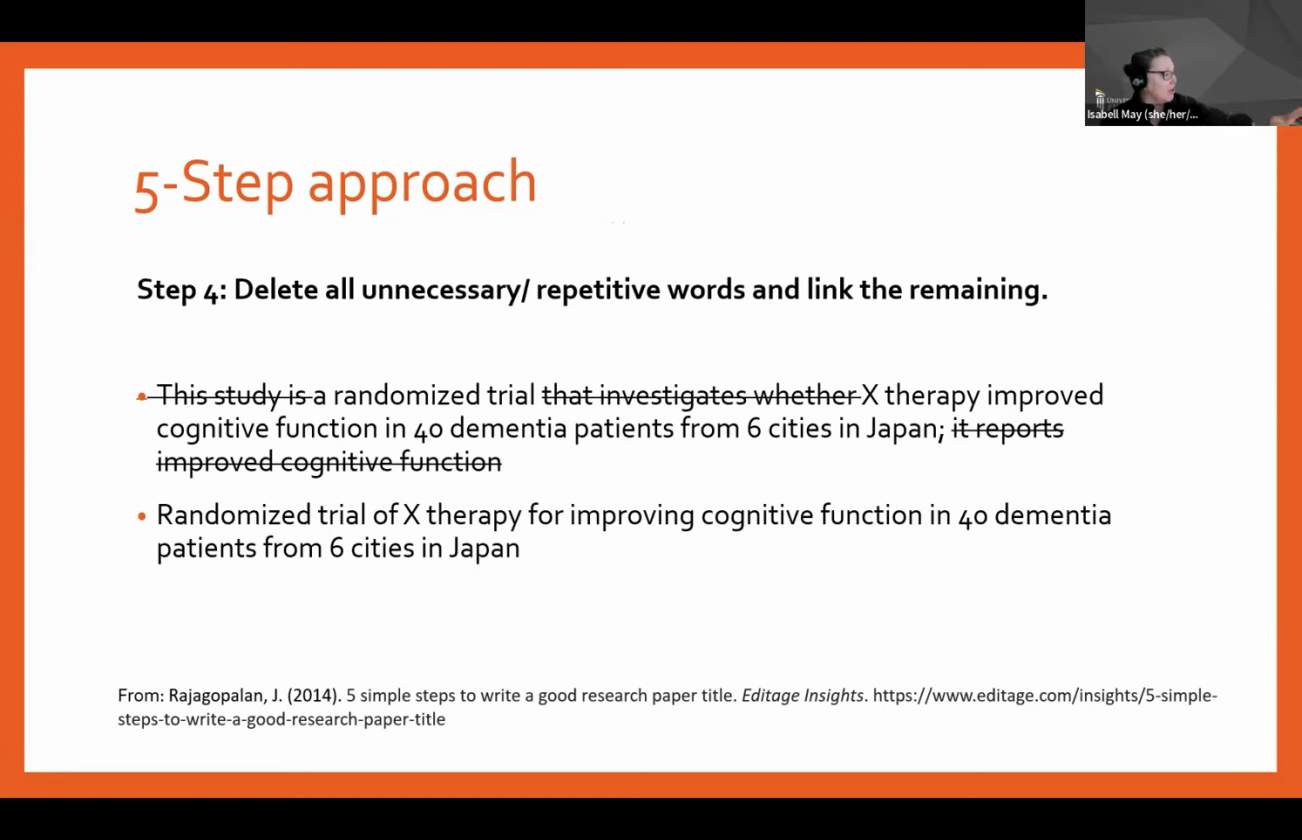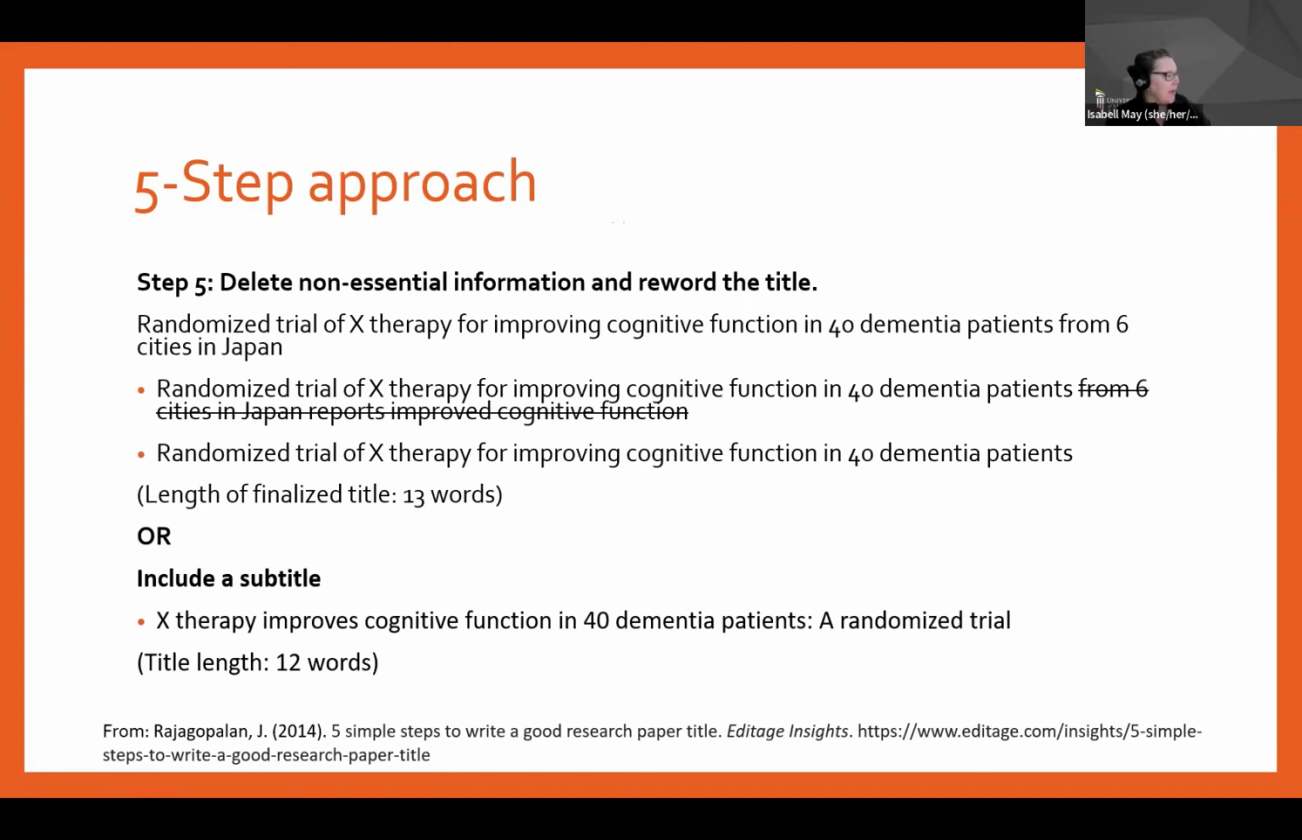So cutting out all the sort of repetitive or unnecessary words or linking, and then linking the remaining, should end up with the title: Randomized Trial of X Therapy for Improving Cognitive Function in 40 Dementia Patients from 6 cities in Japan. I would argue the 6 cities you might be able to take out as well and just focus on Japan, unless that's really important to you, you emphasize that 6 cities. But in the title, I think that might be too much detail. So, and then ultimately you can delete non-essential information.